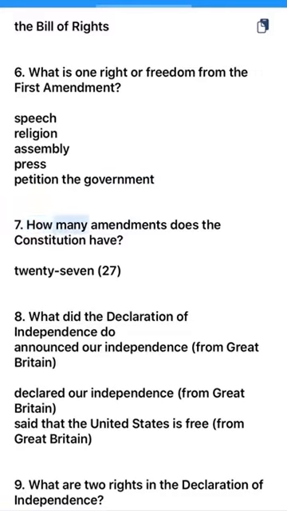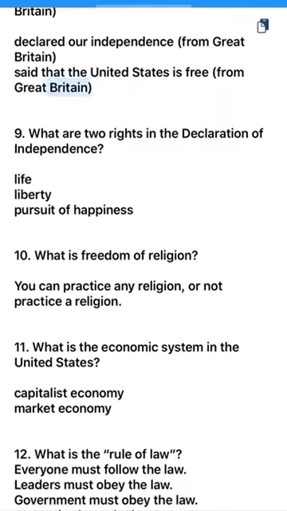7. How many amendments does the Constitution have? 27. 8. What did the Declaration of Independence do? Announced our independence from Great Britain. Declared our independence from Great Britain. Said that the United States is free from Great Britain. 9. What are 2 rights in the Declaration of Independence? Life, liberty, pursuit of happiness.